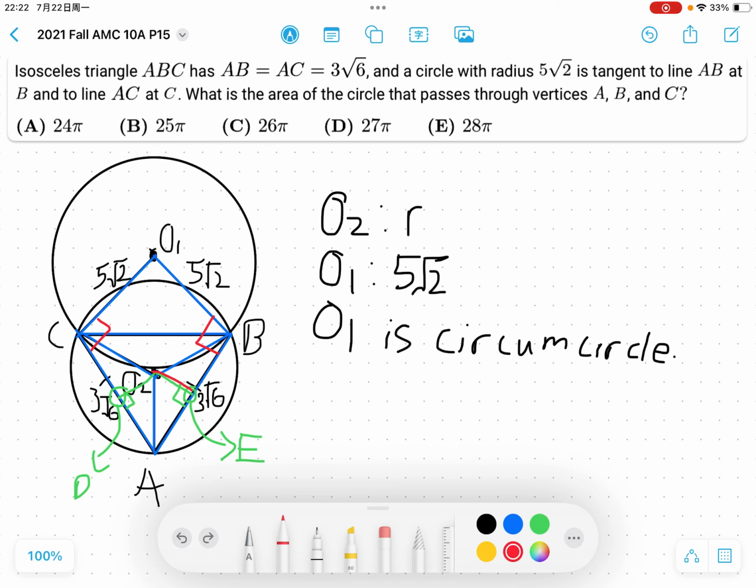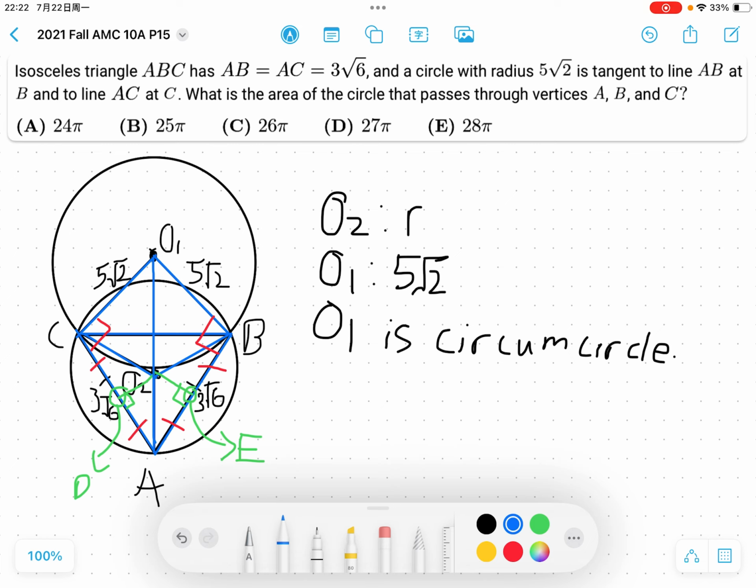So basically this means that if I had O2E, then this would be a perpendicular bisector of line AB. So these two sides are equal, and these two sides are equal. And from this we can get similar triangles, and this occurs when we extend AO2 until it meets O1.